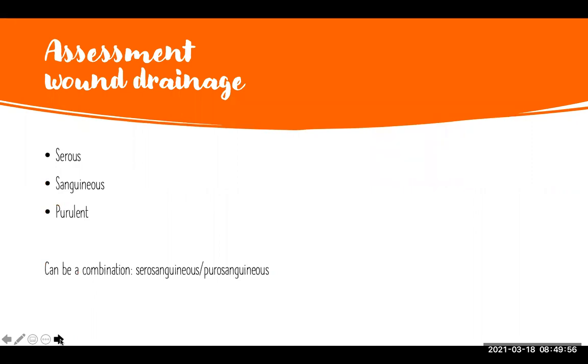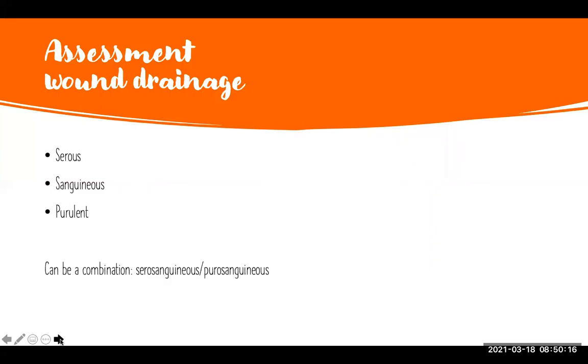All right, so assessment and wound drainage. So what do we assess? We assess not only the type of wound, is it a primary or secondary condition, but the secondary conditions are what we're talking about here. So the serous, sanguineous, and purulent discharge that can be produced from a wound or skin breakdown.